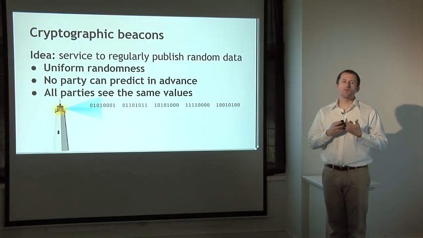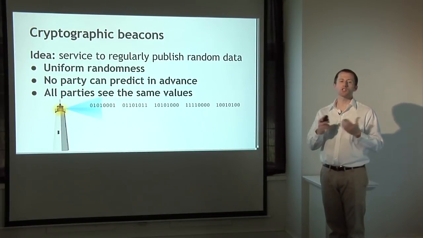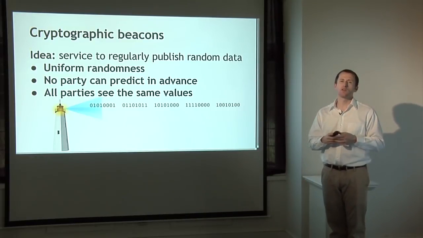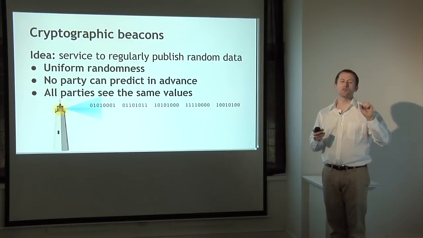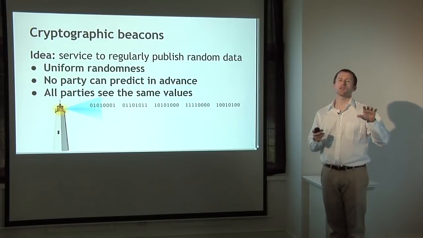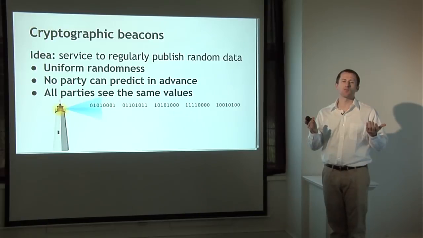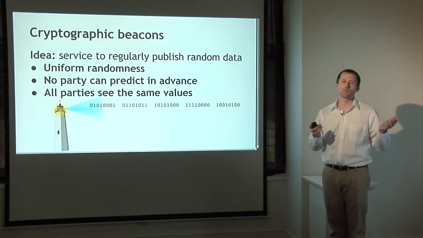So for a long time, people have wondered, could we do better cryptographically? Could we have a service that we call a cryptographic beacon? And the idea is that this beacon, much like traditionally a beacon is like a lighthouse that sweeps out light at regular intervals, will emit new random data at a regular rate. And the goal is that it will emit uniform randomness that nobody can predict in advance. So everybody agrees that there's no way to predict what values the beacon is going to output next. And yet every party can see the same values and agree on them.